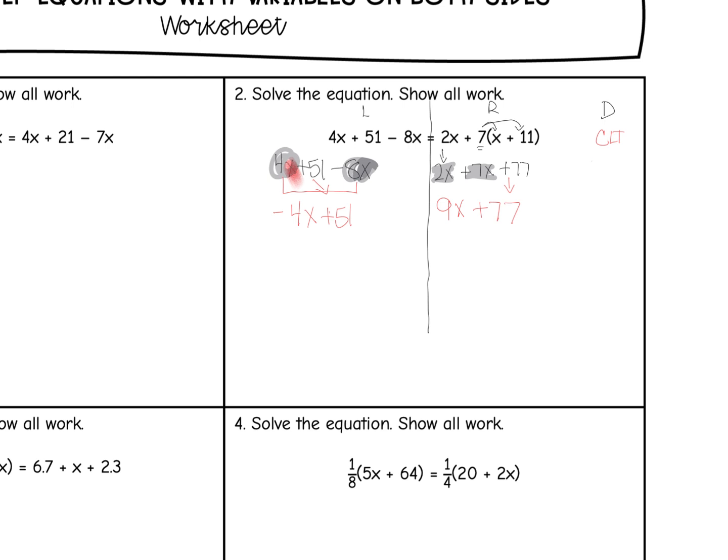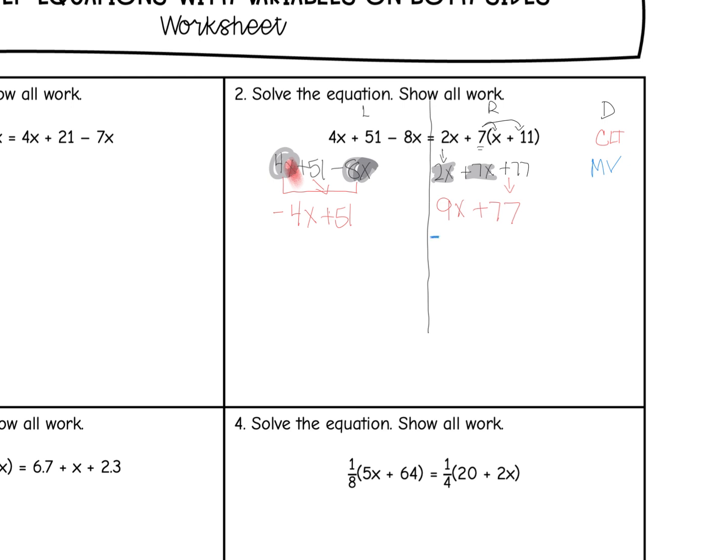My next step is to move the variable. Moving the variable is when, looking at my equation, if I have a variable on the left-hand side and the same variable on the right-hand side, I need to get them on the same side. So here on the left-hand side, I have a negative 4x. On the right-hand side, I have positive 9x, and I would like to put them on the same side. It doesn't matter which one you move. I'm just going to move the 9x.